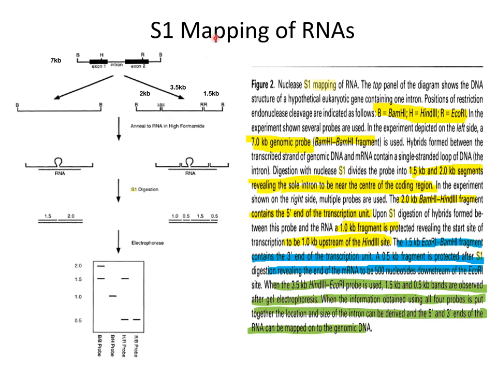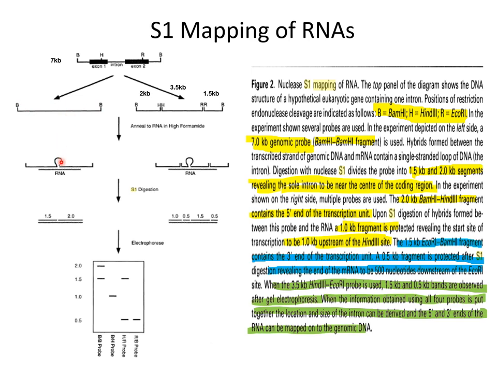So this is an experiment to show S1 mapping and how it's used. You have the gene which has exon 1 and exon 2 separated by introns, and the size is 7 kb. It has restriction sites: B stands for BamHI, H stands for HindIII, and R stands for EcoRI. So these are the restriction sites. You have genomic probes, so you can do two experiments, this one and this one. This one is a genomic probe with BamHI, and the total size is 7 kb.